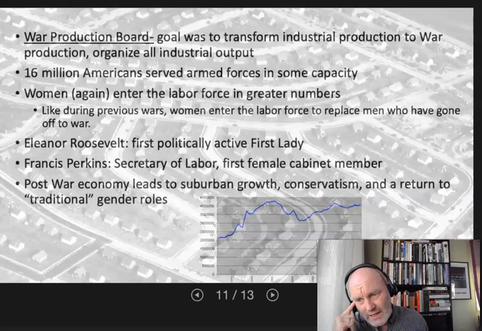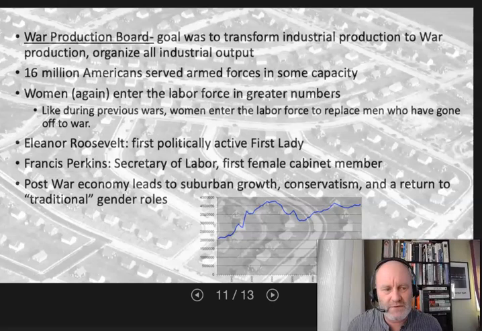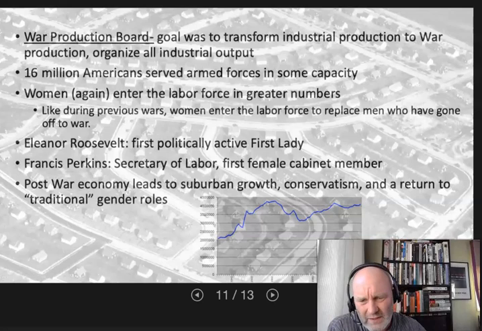In the post-war world, the ebullience of the victory of the Allies and the economic boom leads to the growth of suburbs. That ideal suburban lifestyle leads to a growing conservatism, obviously with anti-communism also. And then we do get a return to traditional gender roles right after World War Two here. And you see here, this is just a chart of the baby boom.